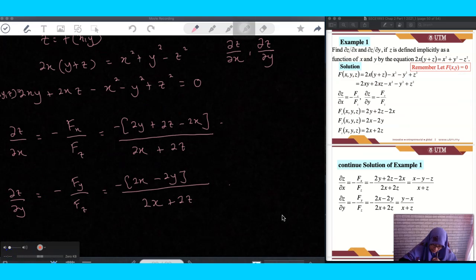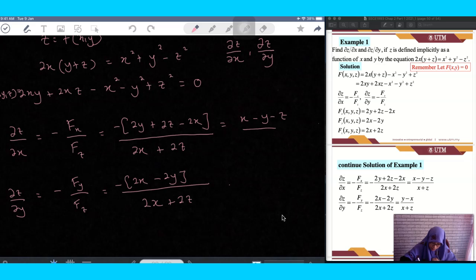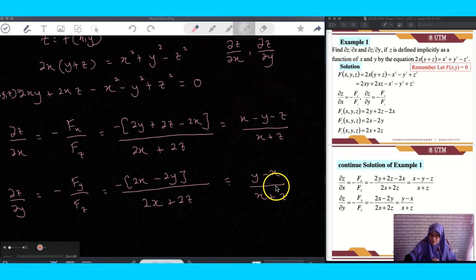Okay, but it looks like we can simplify that because there is a 2 in all of them. So you can have x minus y minus z over x plus z for the first, and for this one you can have no 2, so y minus x over x plus z. Okay, so that is the answer.